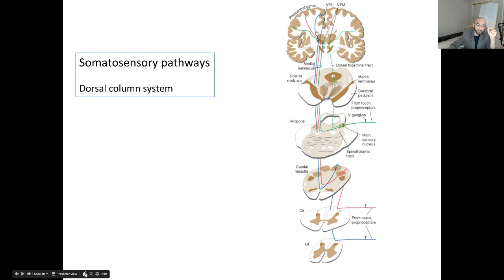So you guys tell me, let's see if we're tracking. What are these two nuclei right here? I'm not asking you which one is which, but what are these two nuclei in the caudal medulla? Let's see who's really on top of their game right now. Very good, Haju. These are the nucleus gracilis and the nucleus cuneatus.